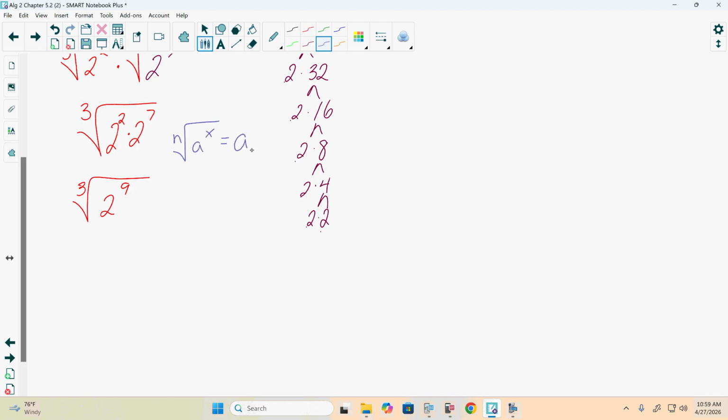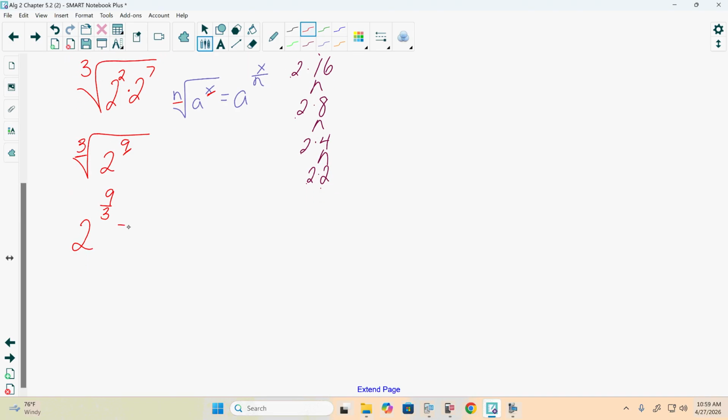we can use the fact that the nth root of a to the x is equal to a to the x over n. A is still 2. If we rewrite this as a fractional exponent, the number on bottom is the root. Our root, our n in this case, is 3, so we're taking a third. X is going to be the exponent attached to 2, which is 9. So realistically, we're looking at 2 to the 9/3. Well, what is 9 divided by 3? 3. So really, we're looking at 2 to the 3rd, which is 8.